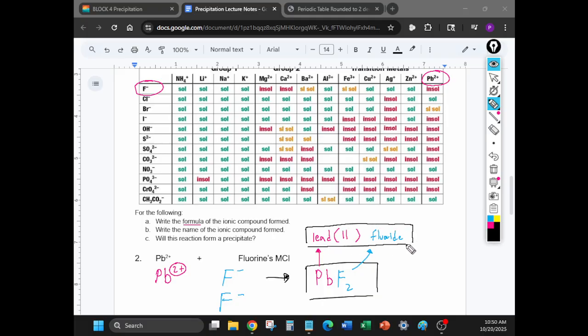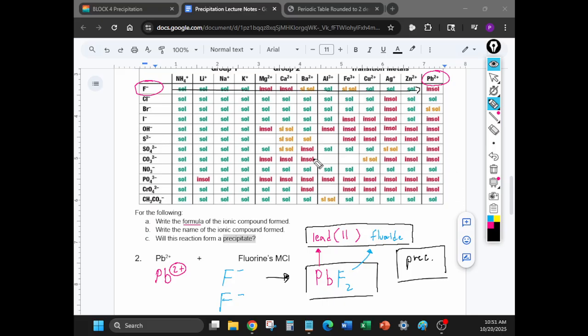Why "ide"? It's just the way that we change our name every time. All right, and then the last part is the new part. We're going to figure out, does it form a precipitate? Well, we line up Pb and F minus, and it says "insol." If you remember, insol means it is insoluble. So this is going to form a precipitate. For this one, you can just write PREC and then a period, just to show that it forms a precipitate.